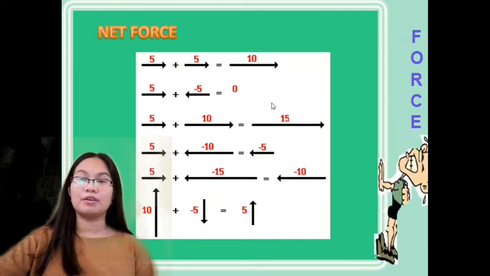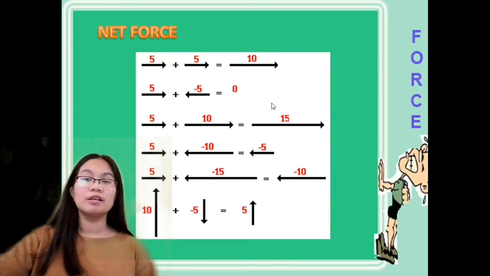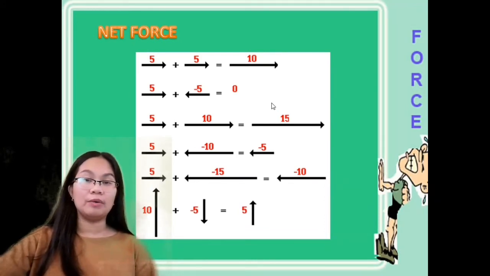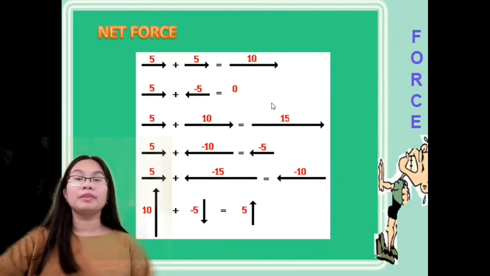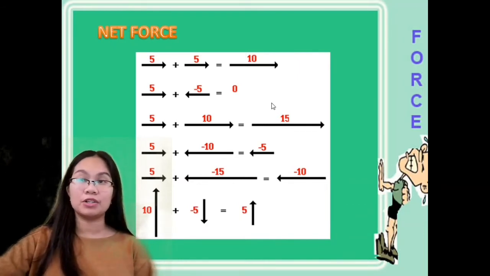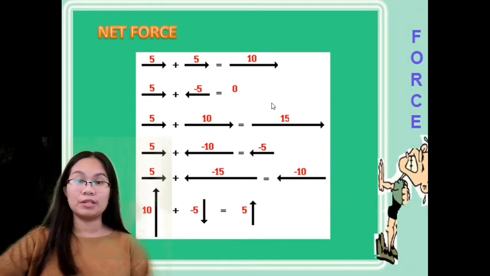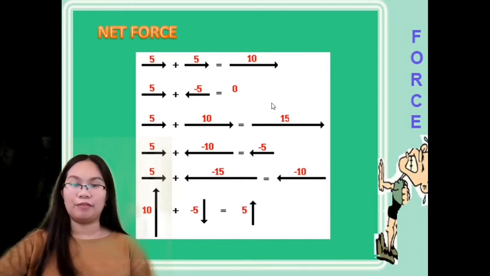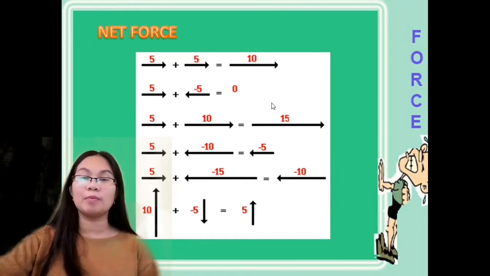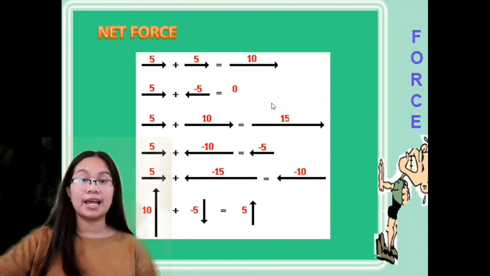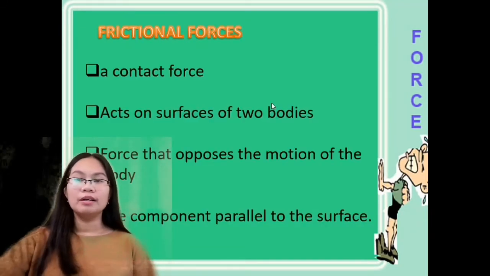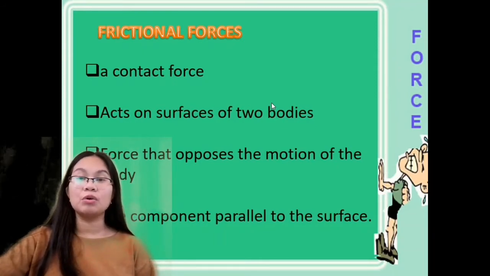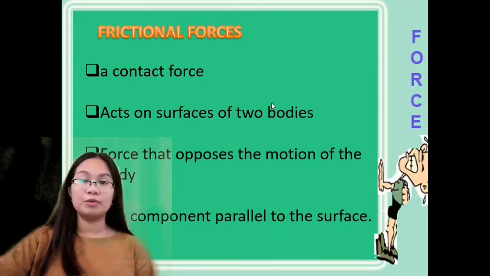Here are other examples. We have 5 plus 5, we have 10 newtons. 5 minus 5, so we have equal forces, however, they are exerted in opposite directions, so you have 0. Net force is equal to 0. 5 newtons plus 10, you have 15 newtons. Okay, I'll give you more examples on solving for the net force, wherein we will also be using trigonometric functions, the sine, cosine, and tangent. Then frictional force, again, it's a contact force. It acts on two bodies or on surfaces of two bodies.